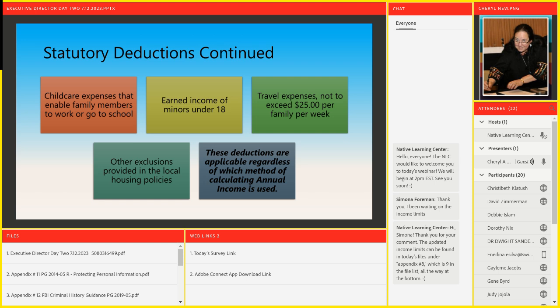Also ask for a Google map or a MapQuest showing the place of employment or the place of schooling where they're obtaining their schooling from their home address. And that's the documentation you put in the file to allow for the allowance. Other exclusions provided in your local housing policies, should your board have adopted any. So those deductions are applicable regardless of which method of calculating annual income is used. So make sure you're offering all of those deductions to your tribal members.